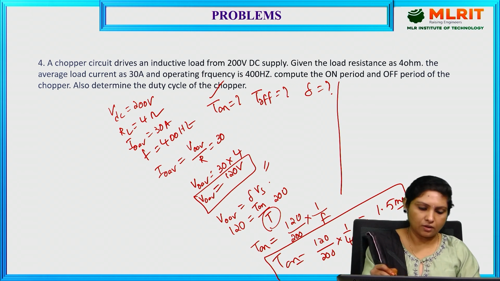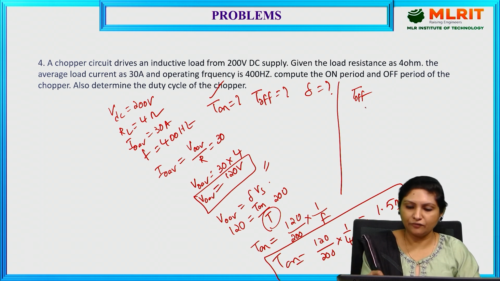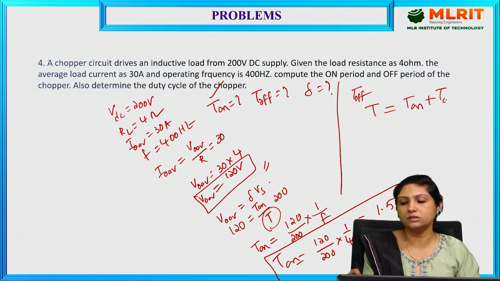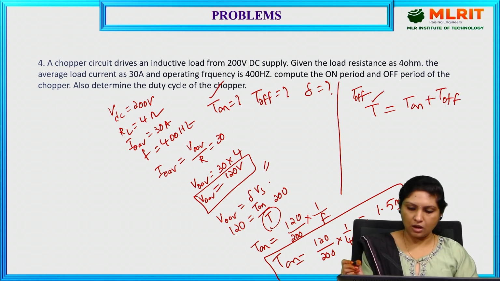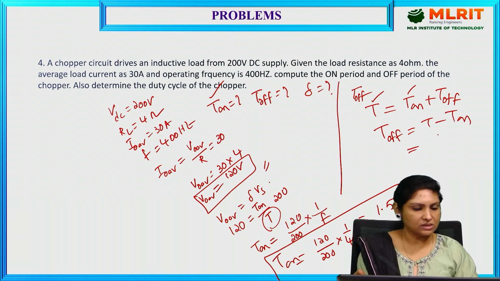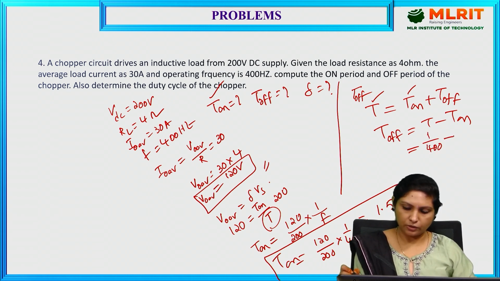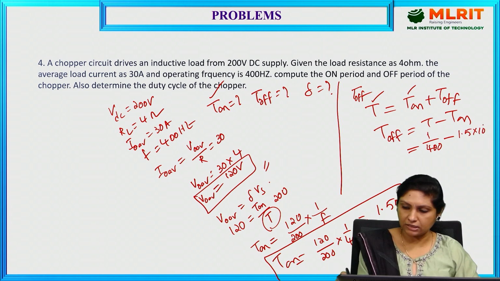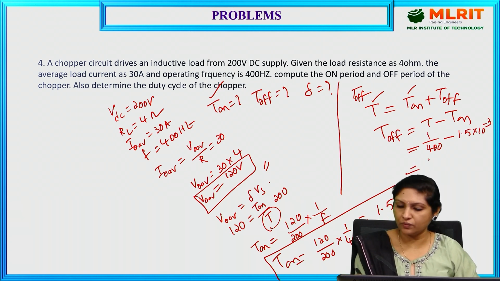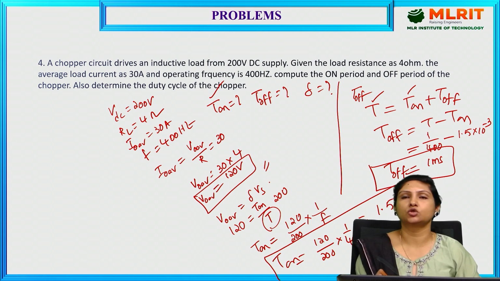And now we need to find out the off period of the chopper, T off. For that purpose, we have the time period, which is given by the formula: on period of the chopper plus off period of the chopper. We know the time period and we know the on period. In that case, T off is equal to T minus T on, where T is 1 by 400 hertz, minus the on period of the chopper, 1.5 milliseconds. In that case, we get the off period of the chopper as 1 millisecond. So that is how we can find out the off period of the chopper.